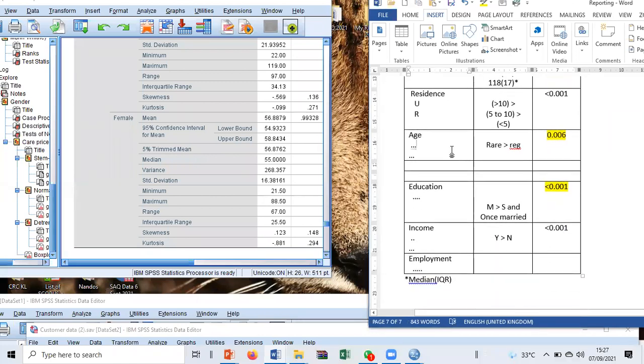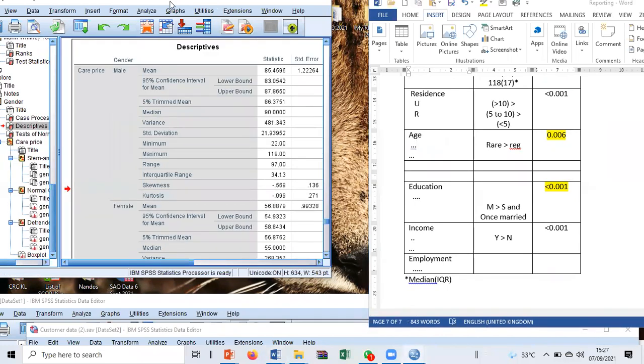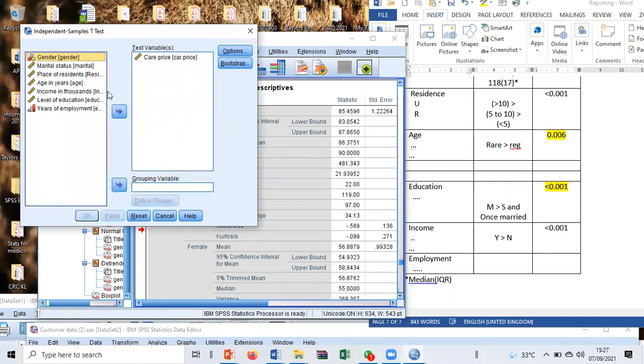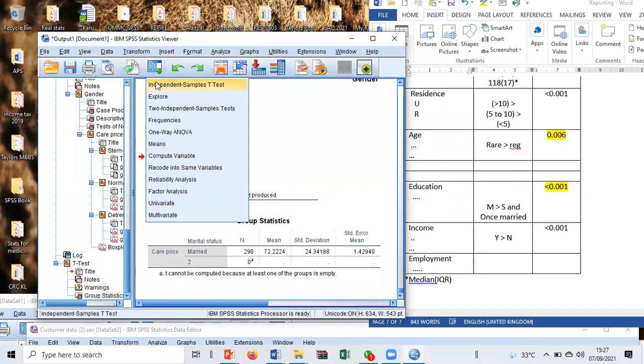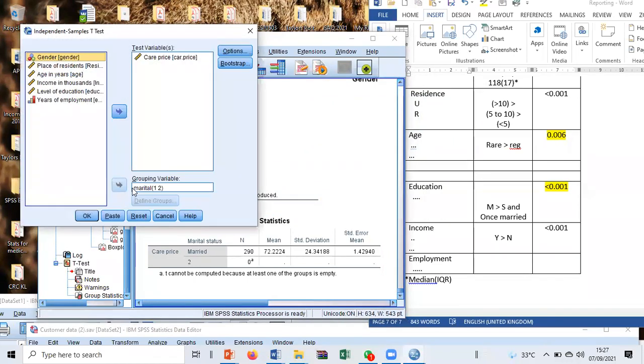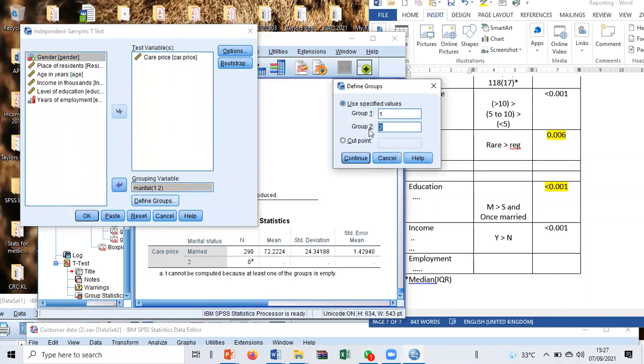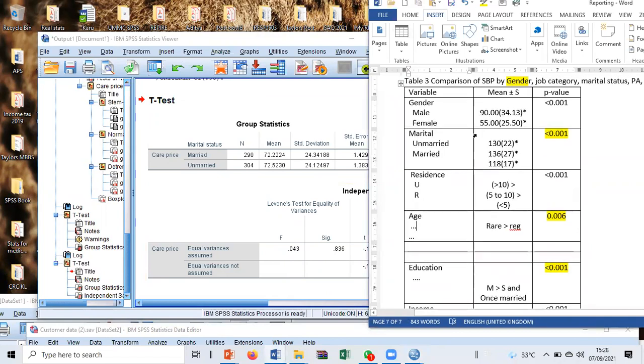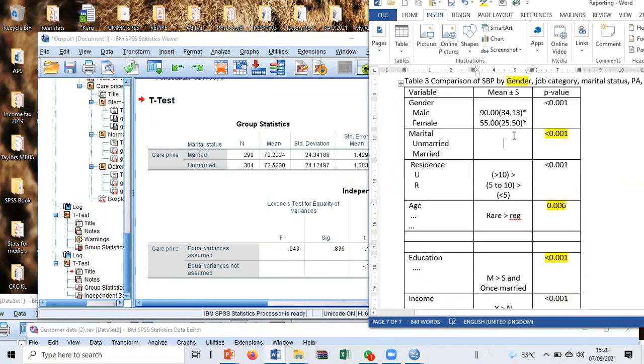Let's look at age. Age has more than 2 levels, right? Yes, ANOVA. Okay, since you're there, just run for other variables. Whatever has 2 levels, marital status, is 0, 1. Assumptions met, right? Yes. So this will be mean plus or minus standard deviation, isn't it? Yes. Mean and standard deviation.